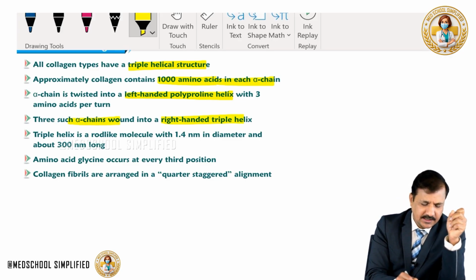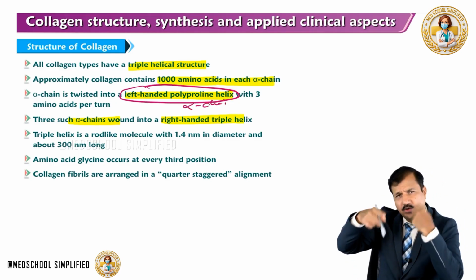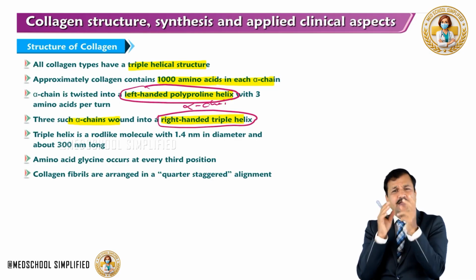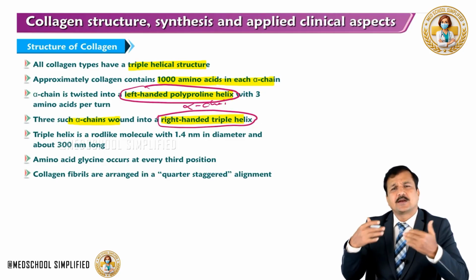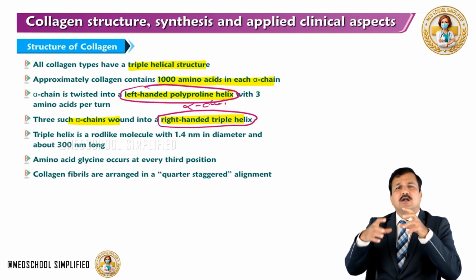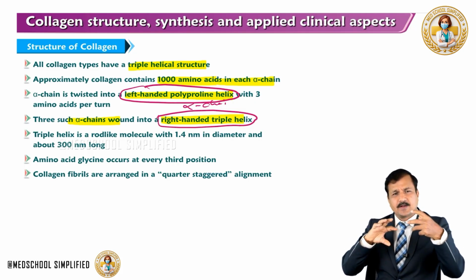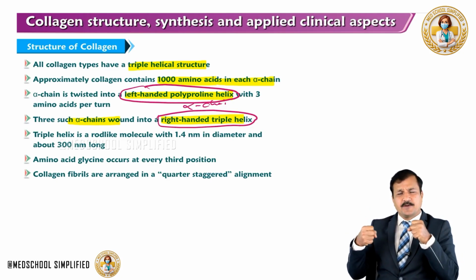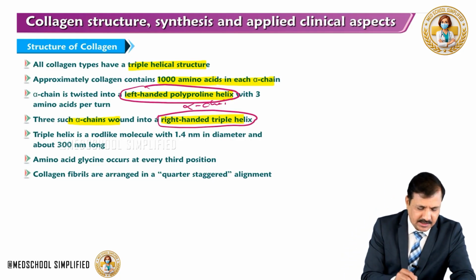You can see here the left-handed polyproline alpha chains, 3 of them wound around each other in a right-handed triple helix. Because of this left-right combination, left-handed alpha chains are wound in a right-handed triple helix. That makes the triple helix collagen molecule difficult to unwind. That's where the strength of collagen comes from. Collagen alpha chains are difficult to unwind because of the opposite directionality there.